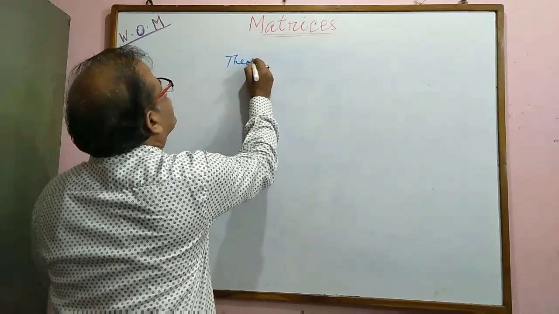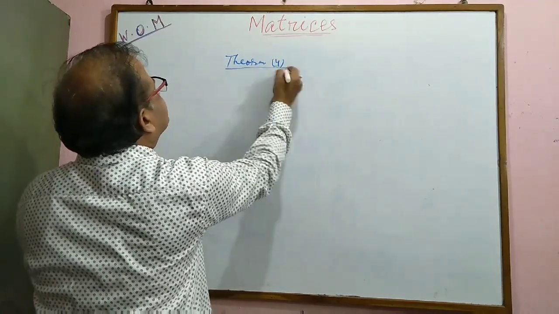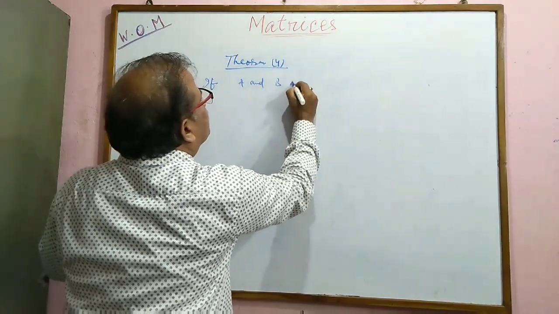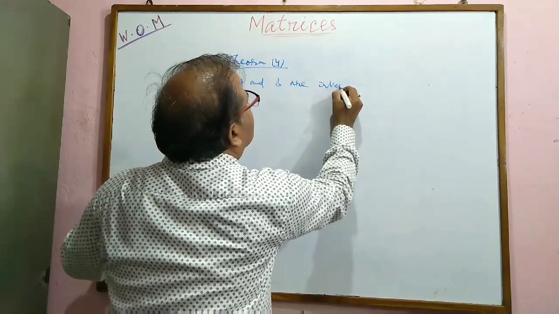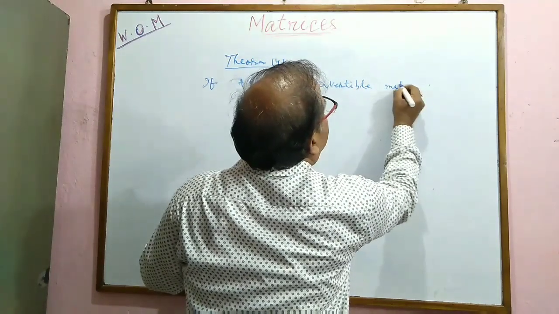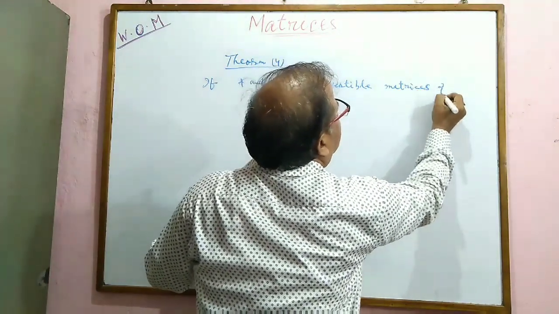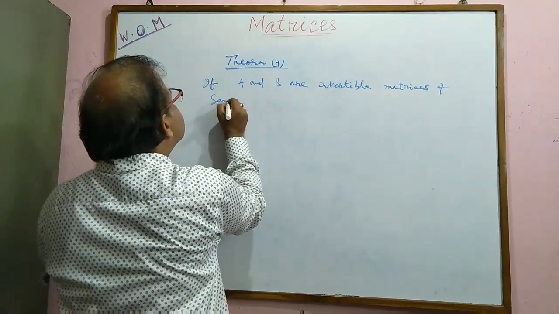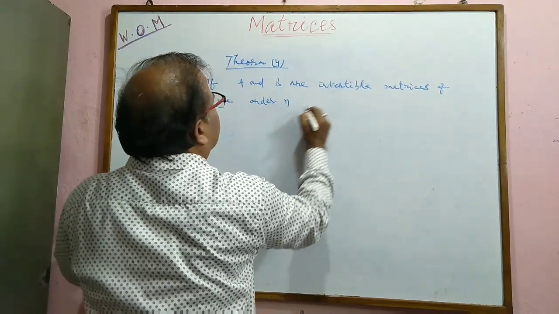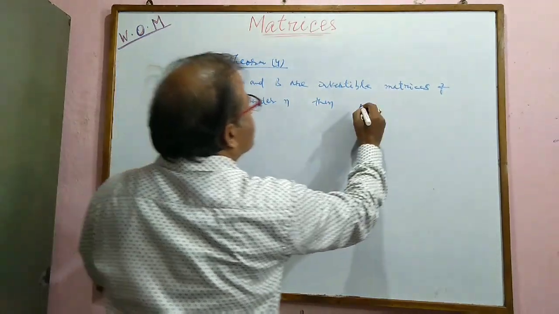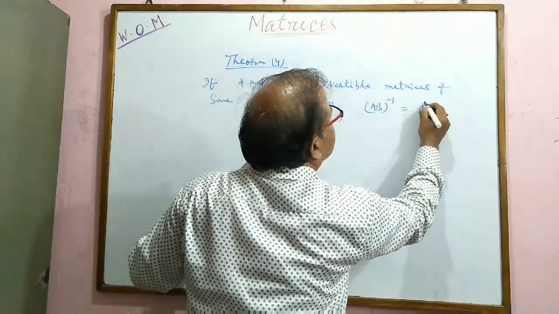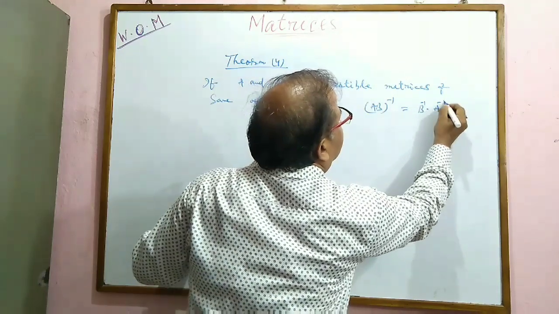Theorem 4. If A and B are invertible matrices of same order n, then AB whole inverse is equal to B inverse into A inverse. Proof.